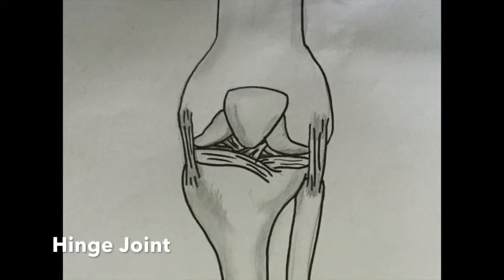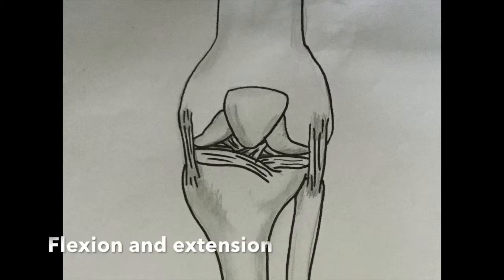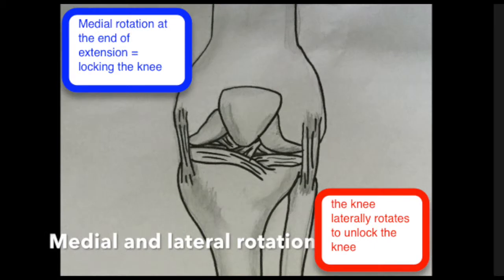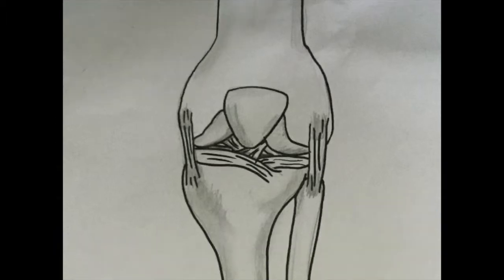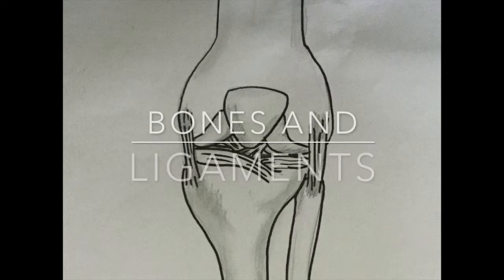As the knee is a hinge joint, it only allows for certain movements. The normal flexion and extension that everybody knows about, and also the medial rotation that happens just at the end of extension. Now also this has to laterally rotate when it comes out of extension to unlock the knee. So let's look at the bones and ligaments of the knee. Let's start with the femur.